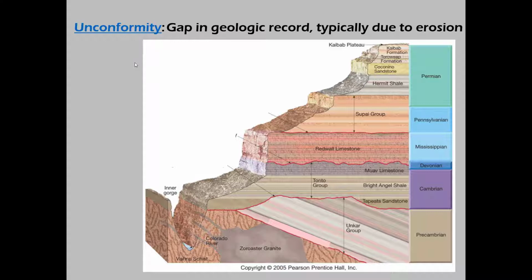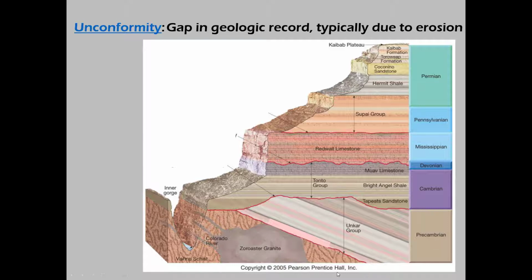To illustrate unconformities, here we're looking at a cross-section of the Grand Canyon, from the basal portion of the Grand Canyon where the Colorado River cuts through the Vishnu schist, all the way up to the upper rim of the Grand Canyon with the Kaibab Plateau. And you can see that the rocks of the Grand Canyon range from Precambrian in age all the way to Permian in age. Precambrian is a term that's often used for anything that is older than about 540 million years. So all of the red lines here illustrate different types of unconformities.